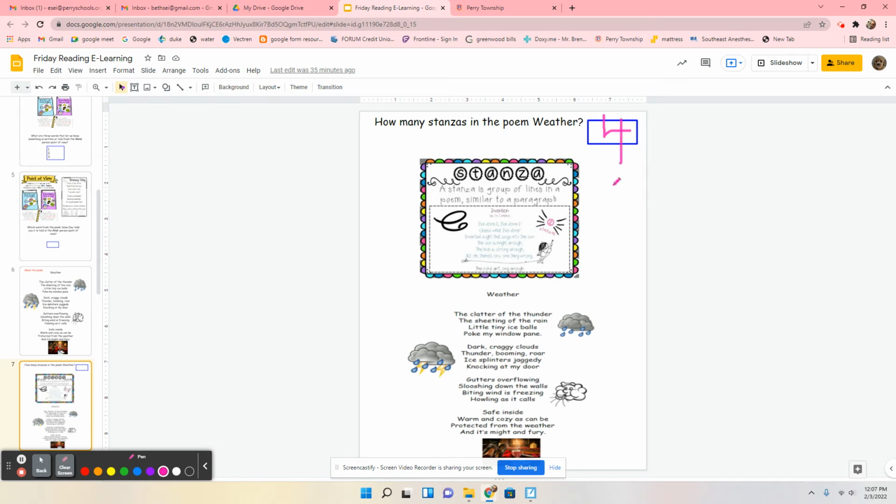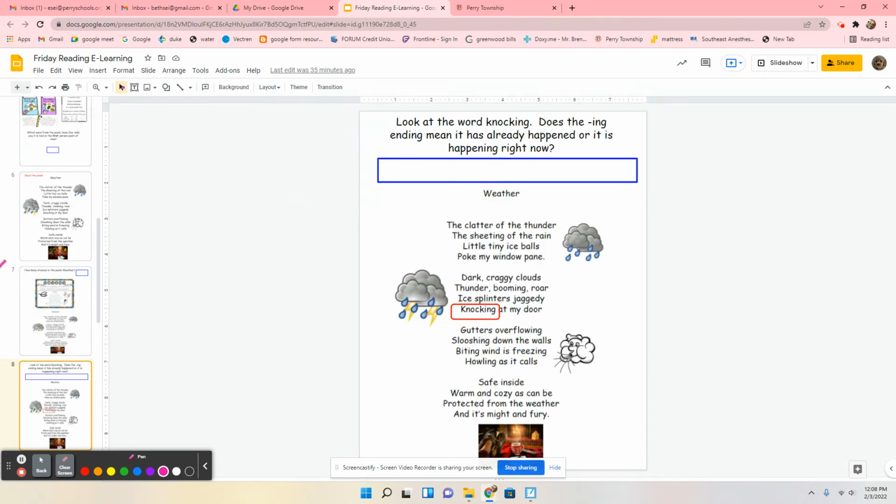Hopefully you said 4. 1, 2, 3, 4. And each stanza has 4 lines in it. Take a look at the word in the red box, knocking. What does the ing ending mean? Does it mean that it's already happened or it's happening right now? Say it out loud.